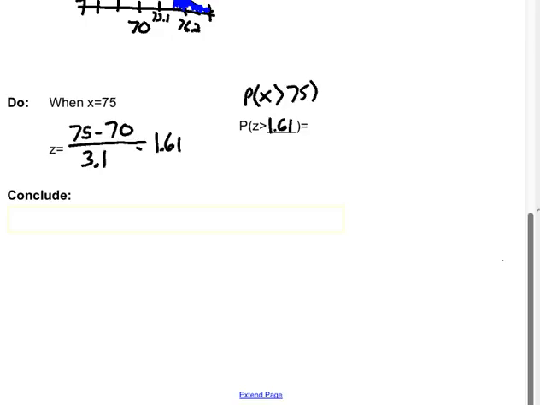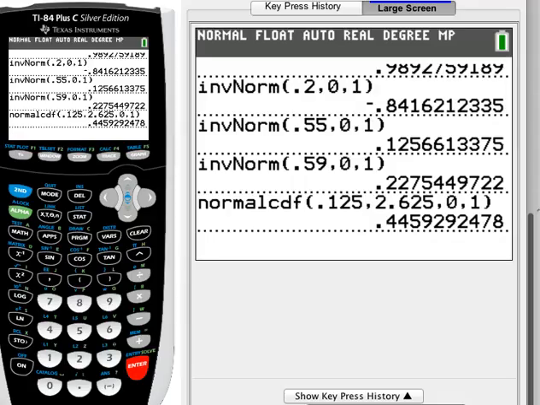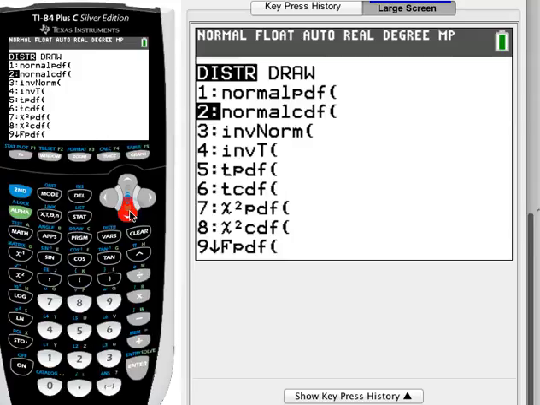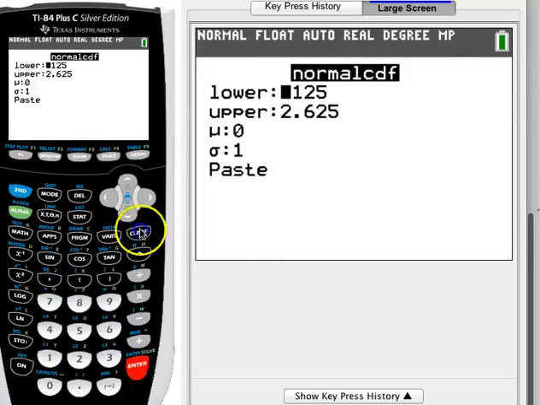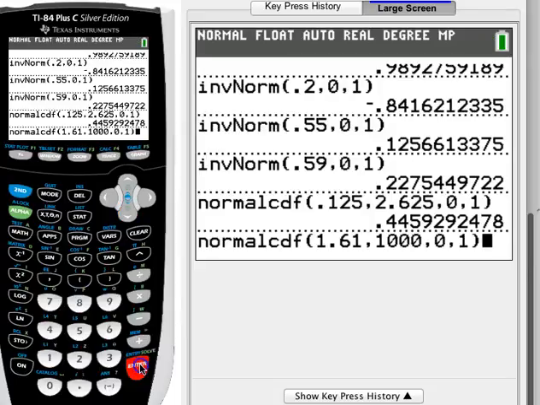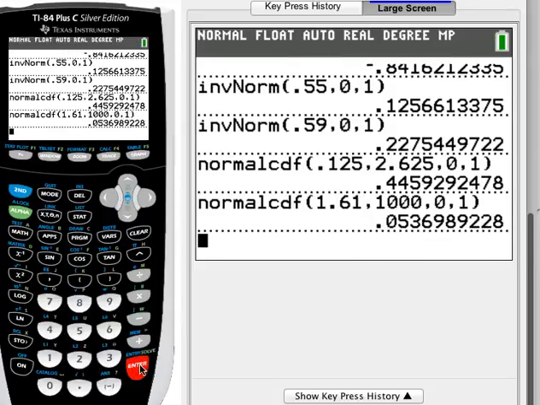And now whenever we have a z-score and we're looking for the area, we're looking for the probability, that is going to be normal CDF. This time our lower bound is that 1.61. Upper, well, it's going up to infinity. It's going up forever, so we just need a large value, okay? Since our calculator can't recognize infinity. And then we're using standardized values.